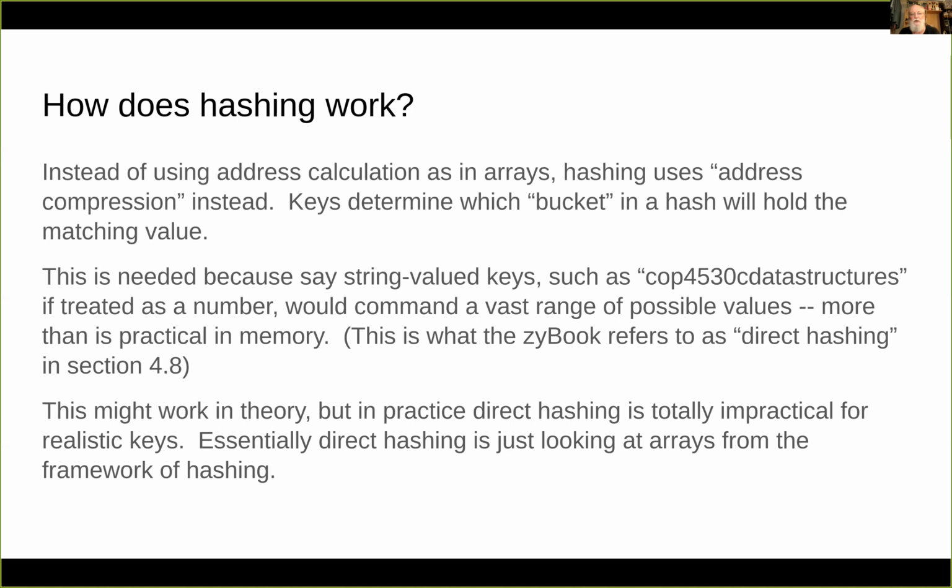That's what the Zybooks book refers to as direct hashing in section 4.8. It took me a while to figure that out because it's so impractical. I couldn't figure out what they were talking about. It might work in theory to just literally take the string, treat it as a number without doing any compression to it, and go looking for the appropriate bucket, but you're going to need a very, very large hash table and a lot of buckets. So it doesn't really work. Hashing is just a way of compressing that range of possible keys, or hash functions are a way of compressing that range of keys so they fit in a much smaller hash table while still retaining fast lookup.